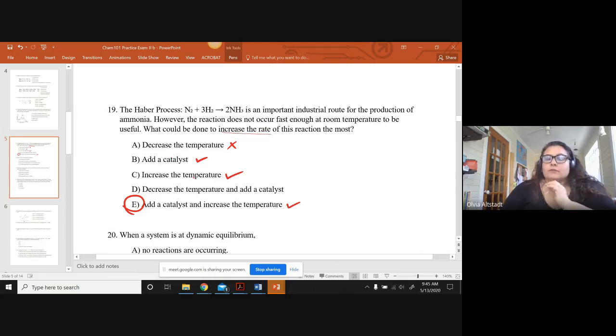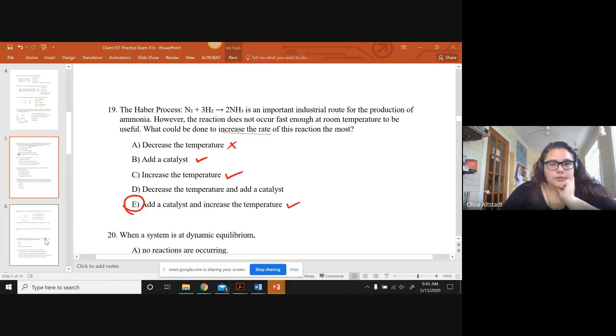I would be careful to word something like this. The way that they presented it can be like, oh, you just picked the B and you moved on. So make sure you read all your options on Chem 101 because they do this quite often, okay? Just make sure you read all of it. So this is number 19.